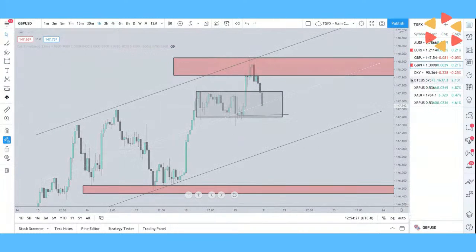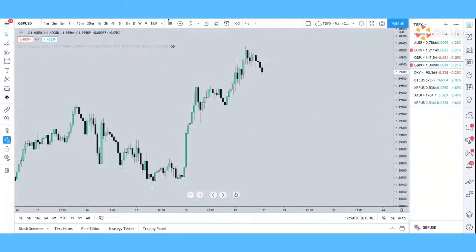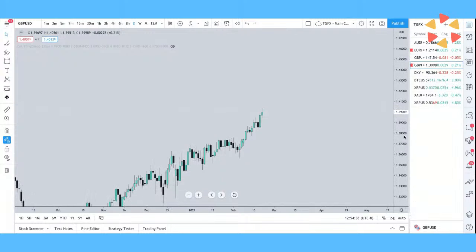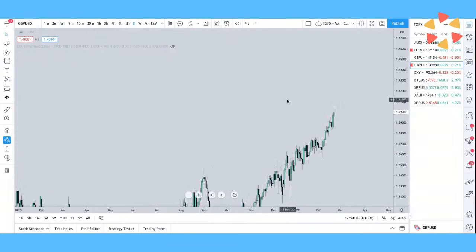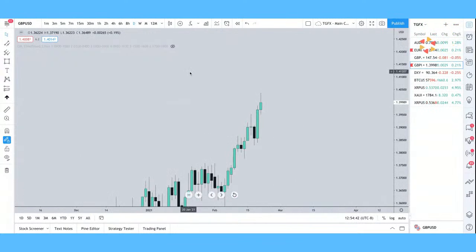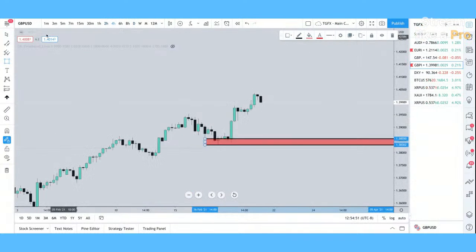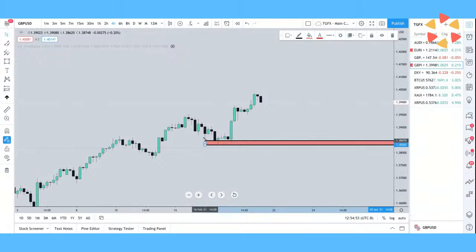All right, let's check out Gbp Usd. All right, so Gbp Usd was definitely bullish with the DXY. So let's do this. Let's highlight our last demand zone here. Let's go to the H4 time frame. We're going to highlight the wicks.